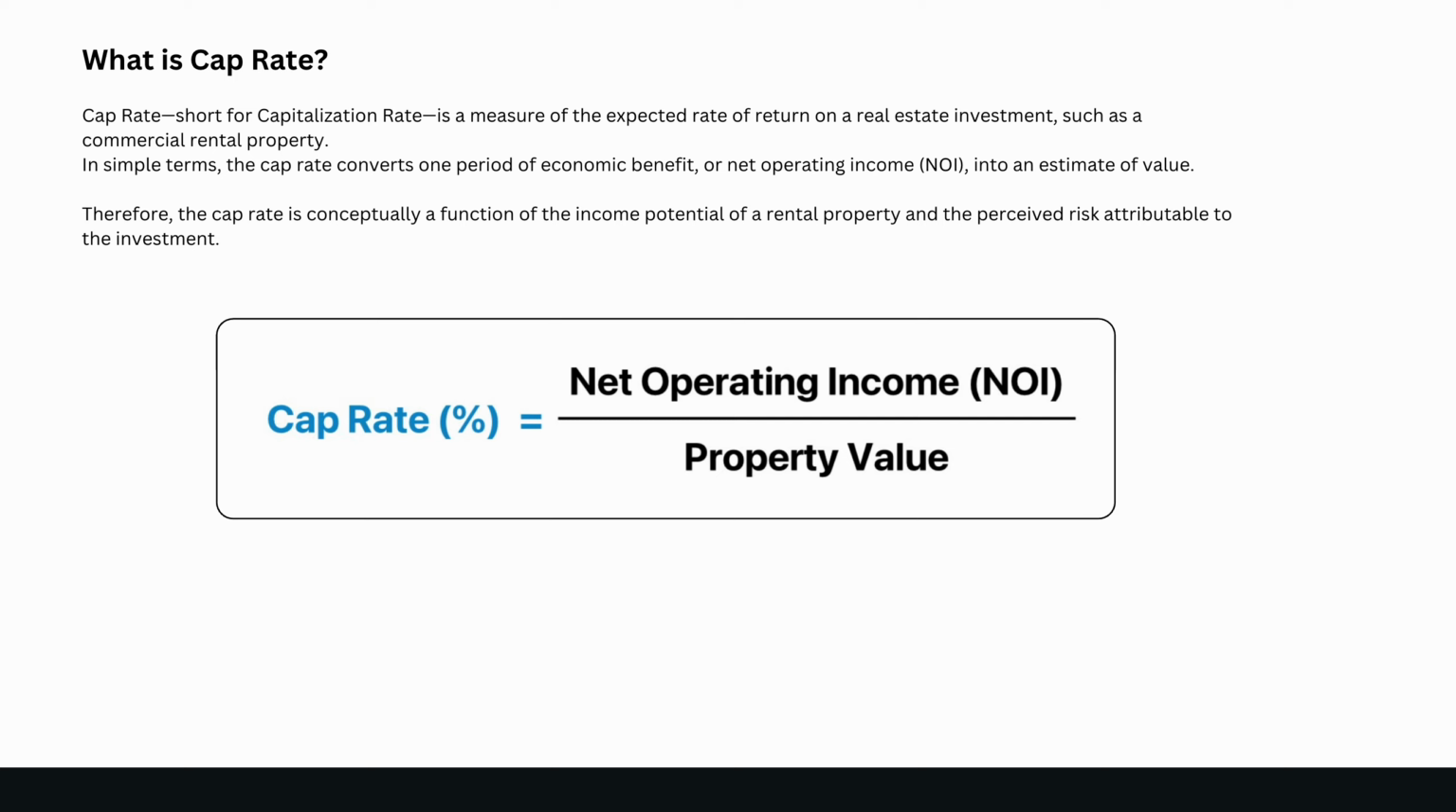Cap rate, or capitalization rate, is a measure of the expected rate of return on a real estate investment such as a commercial rental property. In simple terms, the cap rate converts one period of economic benefits, or net operating income, into an estimate of value. Therefore, the cap rate is conceptually a function of the income potential of a rental property and the perceived risk attributable to the investment.